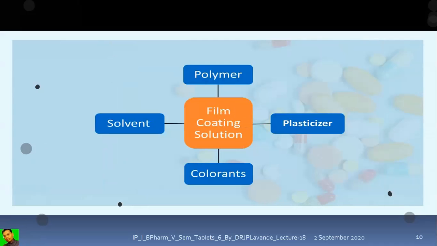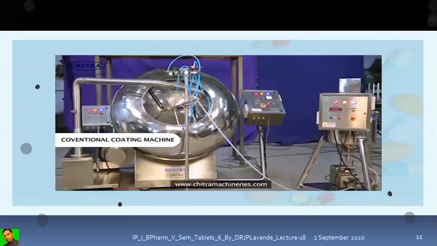So the coating solution, what is it composed of? It is composed of polymers, plasticizers, colorants, and the solvent. What is the purpose of the polymer? To get the thin film. What is the purpose of the plasticizer? To get elasticity. What is the purpose of the colorant? To make the tablet elegant. What is the purpose of the solvent? It will act as a solvent to dissolve the polymer, plasticizer, and the colorants.